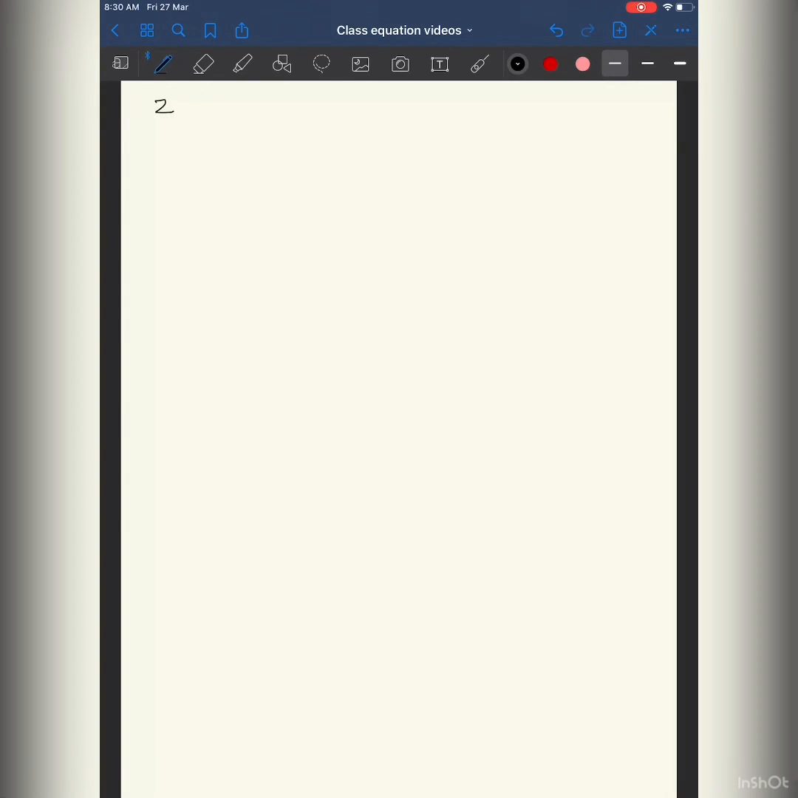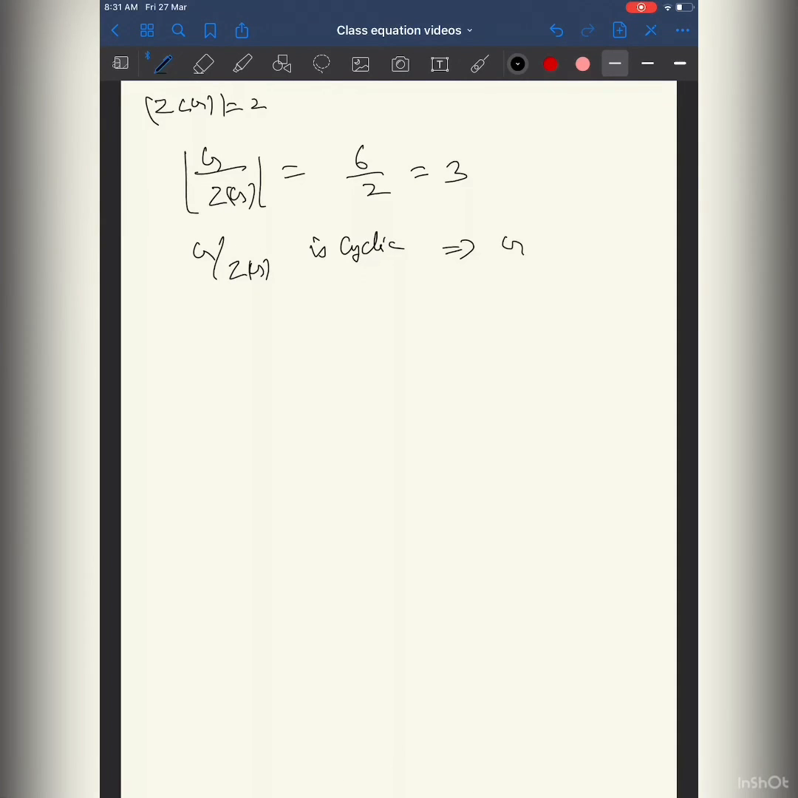Now let us do the next thing. The center of G equal to 2. In that case, what happens? G by center of G. What is the order of G by center of G? It's 6 by 2 equal to 3. We know every prime order group is cyclic, so G by center of G is cyclic. That implies G is abelian. Many people know this, right? So it is not possible.